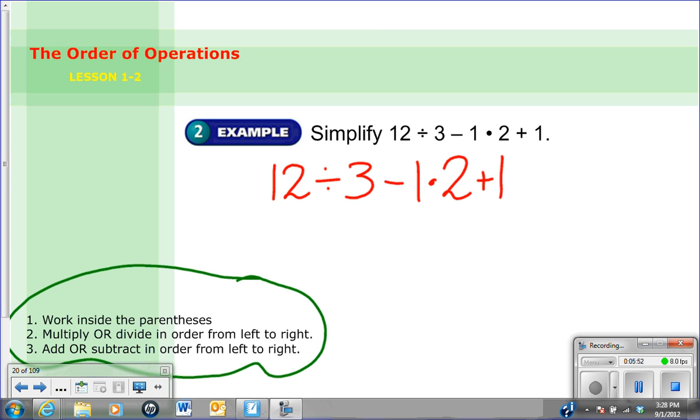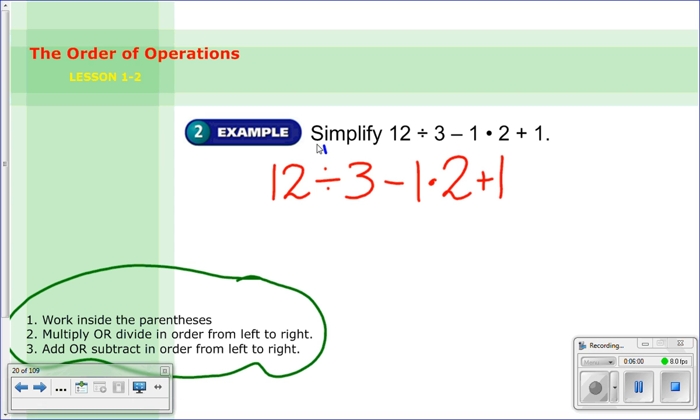Well, I don't see any, so there must not be, so we move to 2. Multiply or divide in order from left to right. Now this time, here's division, here's multiplication. We actually have to do 2 different things in this step too. But here's where we need to make sure we do this correctly.